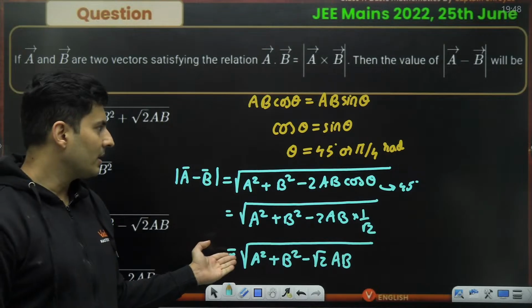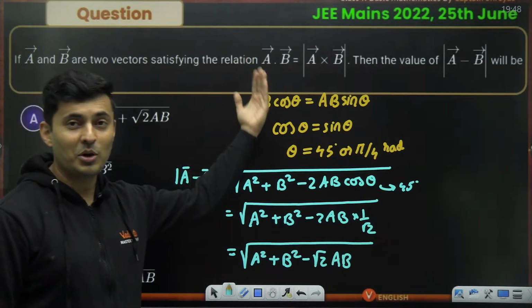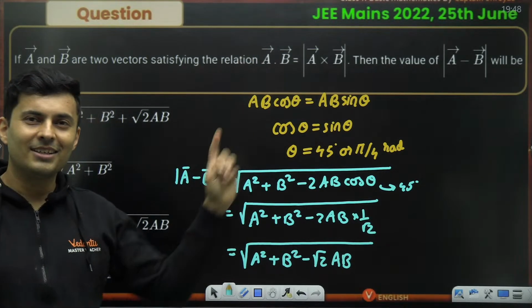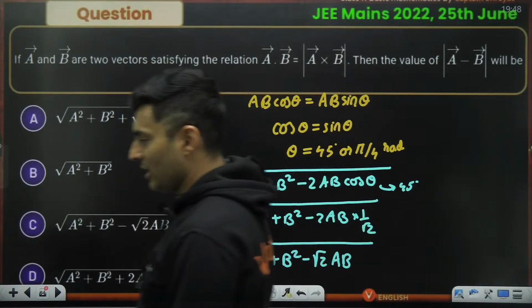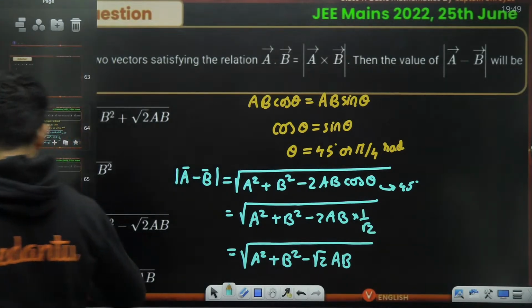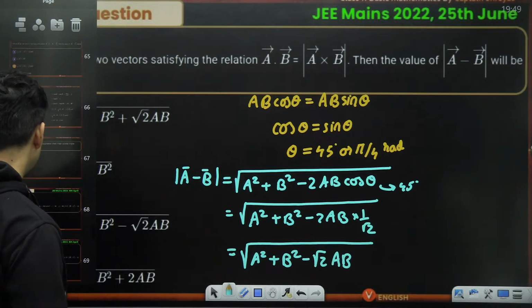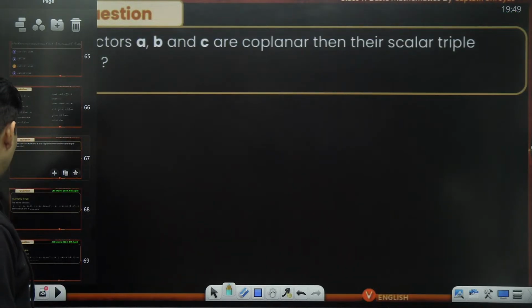We have used the vector subtraction formula, and vector multiplication for dot and cross. So three formulas in the same question. This was your JEE Mains 2022. Yeah, three formulas in the same question. Wow. Now let's do this particular question, guys.